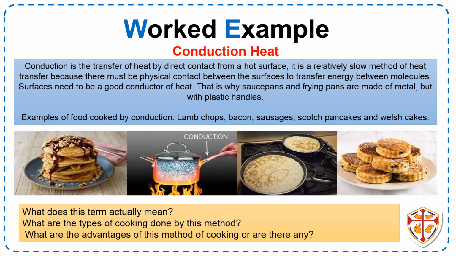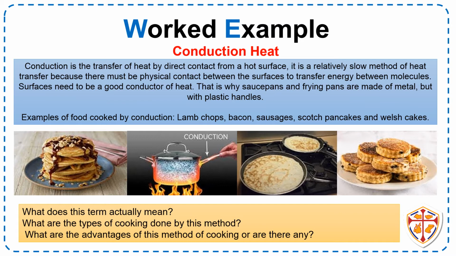When you then put a piece of meat onto the base of the pan, the molecules on the surface of the meat gain energy and start to vibrate. They hit the next layer of molecules, which start to vibrate as they gain energy. This carries on through the piece of meat until the molecules in the centre of the meat have gained energy and the meat will be hot all the way into the centre.